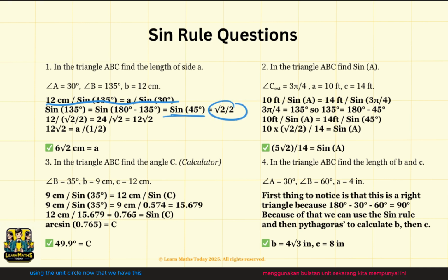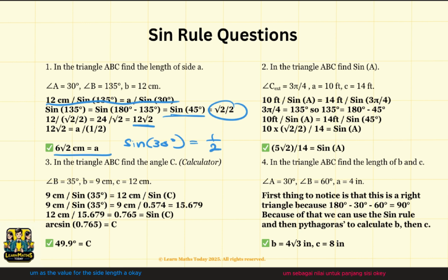Now that we have this, we have 12 divided by root 2 over 2, which is going to give us 12 root 2 is equivalent to A divided by sine of 30. Now sine of 30 is 1/2, so all we really have to do from there is multiply 12 root 2 by 1/2, which would give us 6 root 2 centimeters as the value for the side length A.